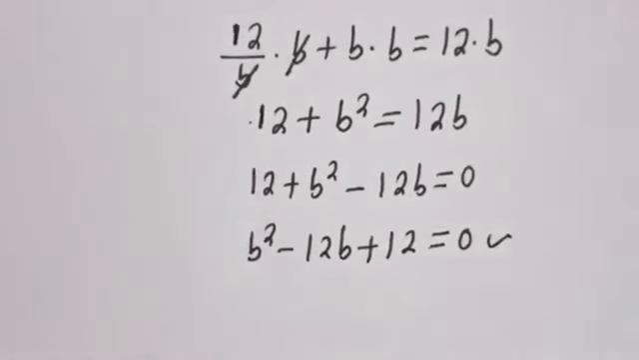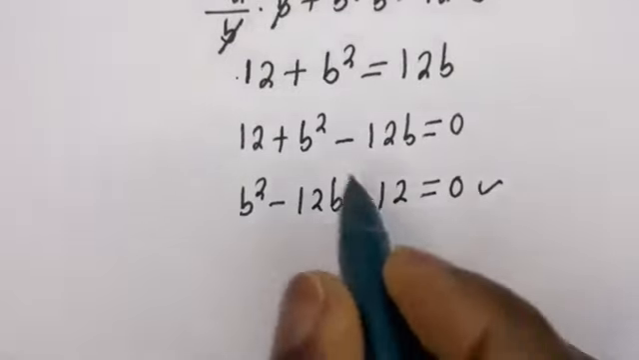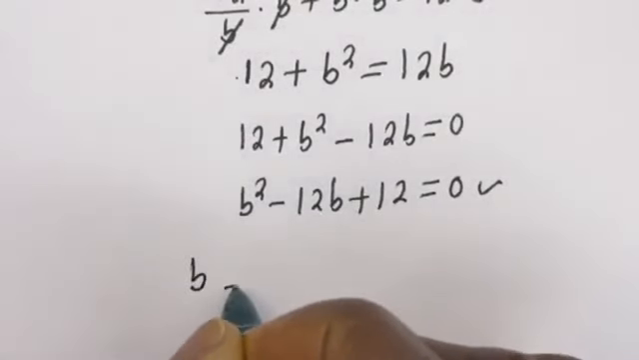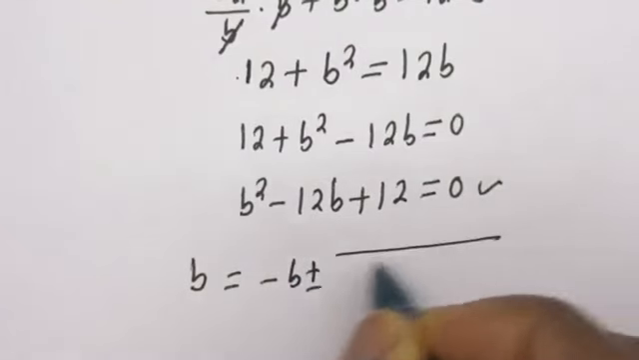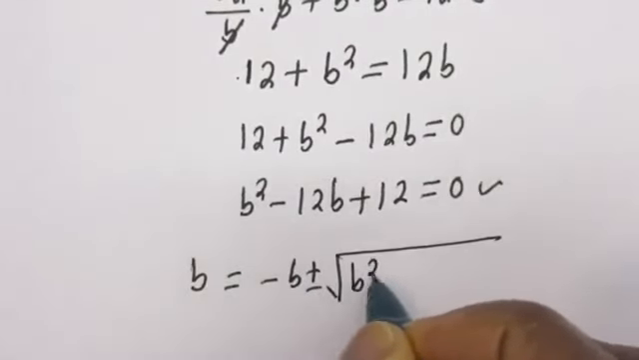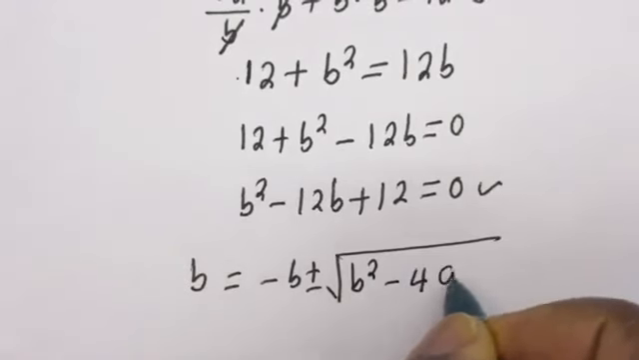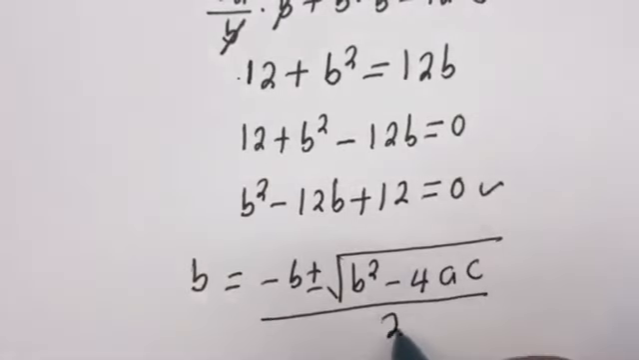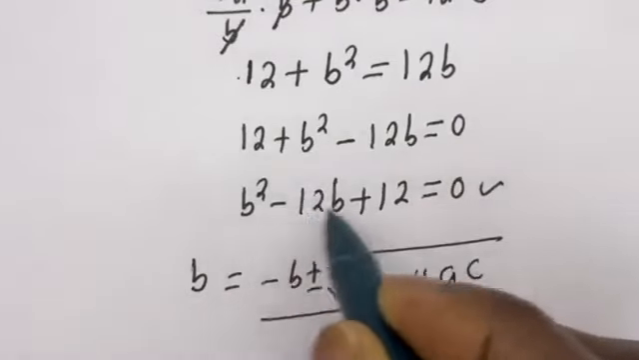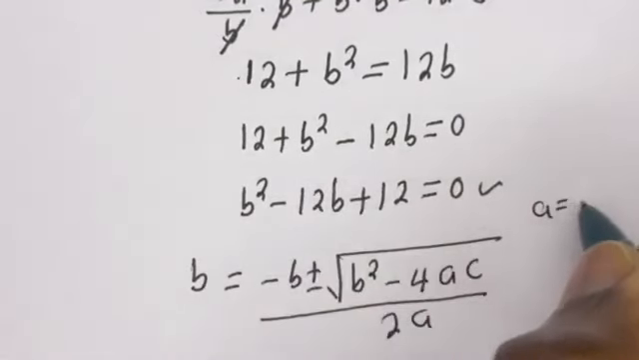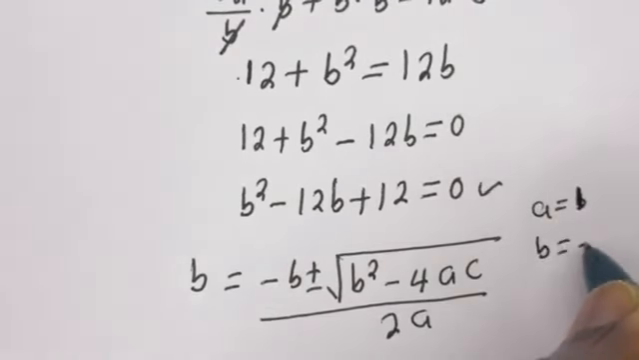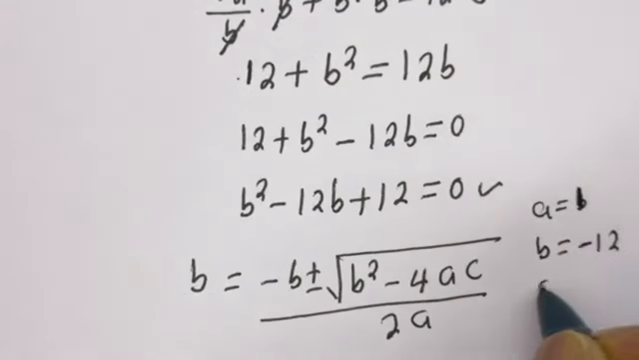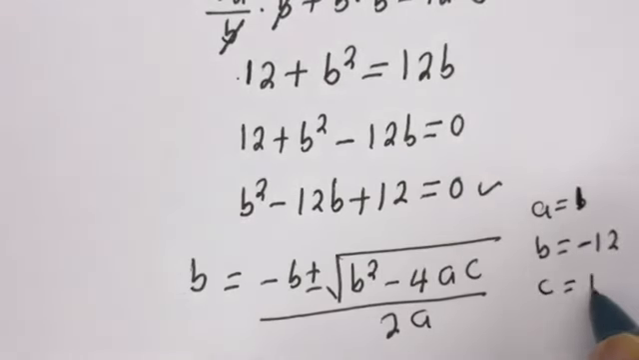This is a quadratic equation which can be solved using the quadratic general formula. From the quadratic general formula, B is equal to minus B plus or minus square root of B squared minus 4AC, divided by 2A. And from this equation, A is equal to 1, B is equal to minus 12, C is equal to 12.